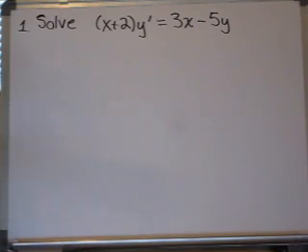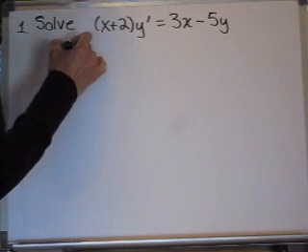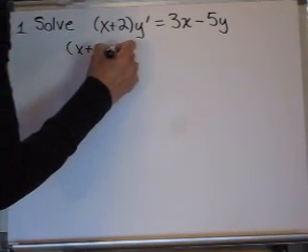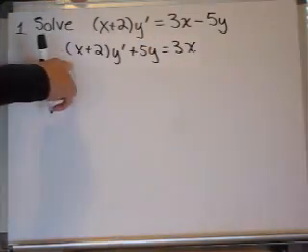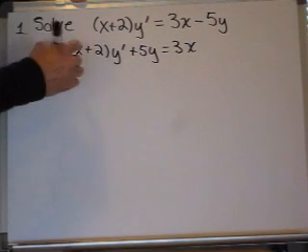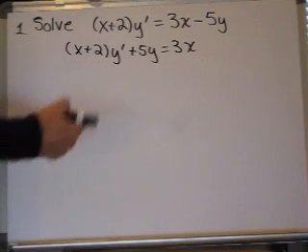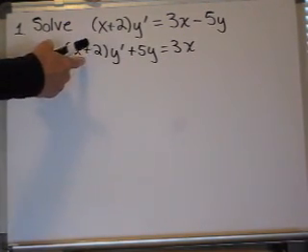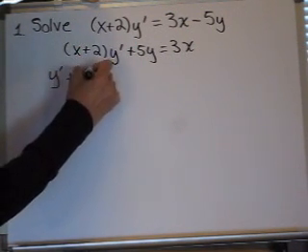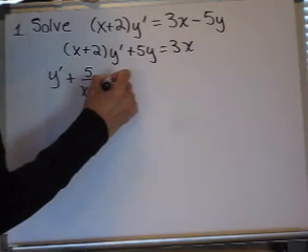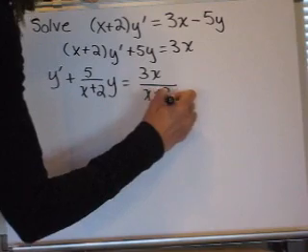And we can actually put it in the form of a first order linear differential equation. So I'm going to add the 5y to both sides, and I'm going to divide through by the x plus 2. I'm going to solve this differential equation using the integrating factor method, which means that the coefficient of y prime must be 1. So if I divide every term through by x plus 2, I am going to get y prime plus 5 over x plus 2 times y equals 3x over x plus 2.